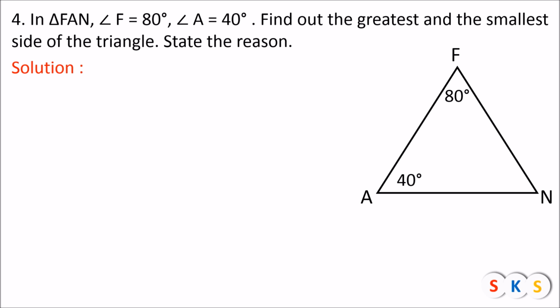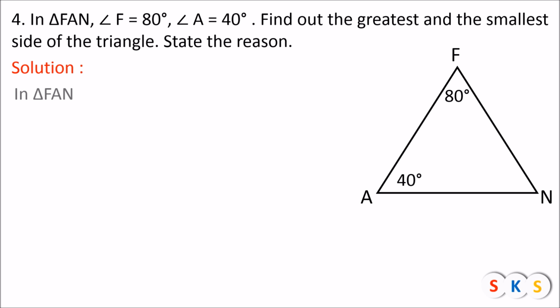You can see that in this triangle the measures of two angles are given, that is angle F and angle A. Angle N is missing. So what we will do over here, we will find the measure of angle N. Do you know why we need to find the measure of angle N? To know that angle N may be greater than the remaining two, or it may be smaller than the remaining two angles.